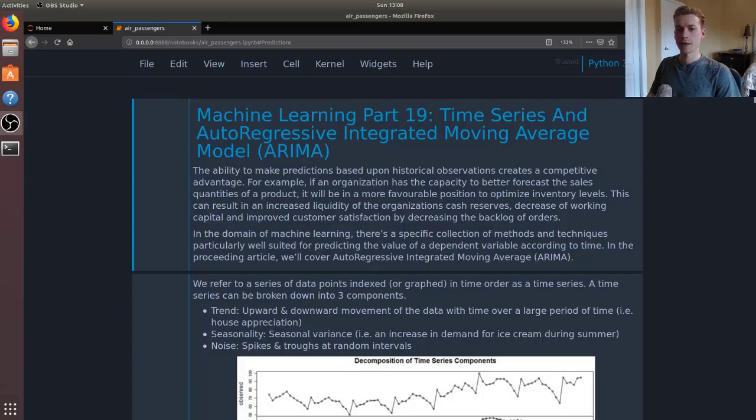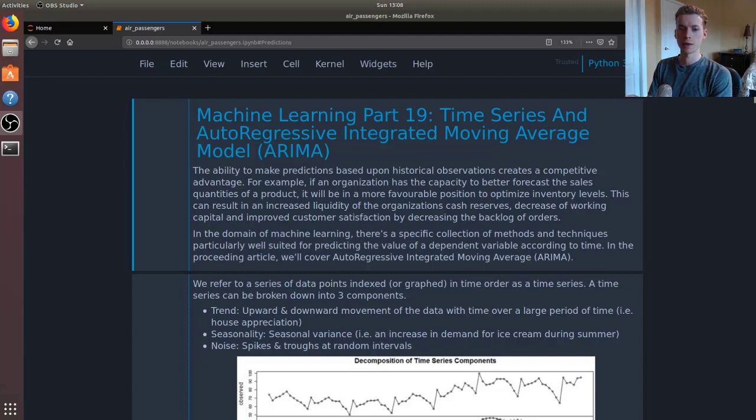In this video, we'll be taking a look at time series and the AutoRegressive integrated moving average model. Whenever you have data that is indexed or graphed in relation to time, it is referred to as a time series. In the real world, time series have a lot of application in, let's say, forecasting sales, for example.